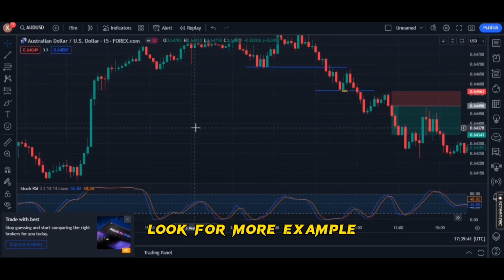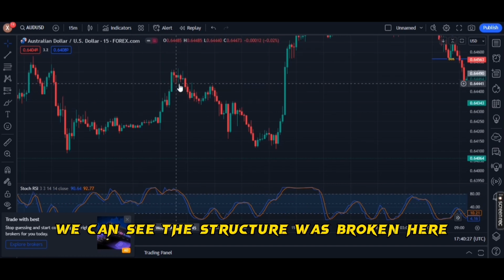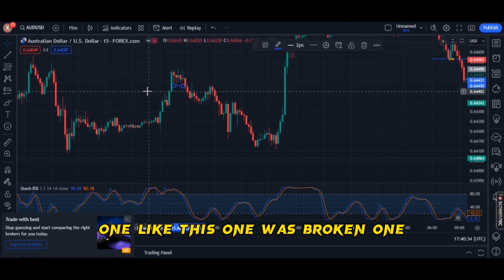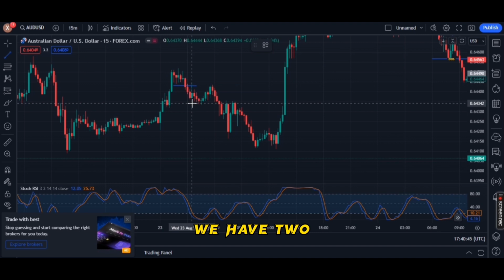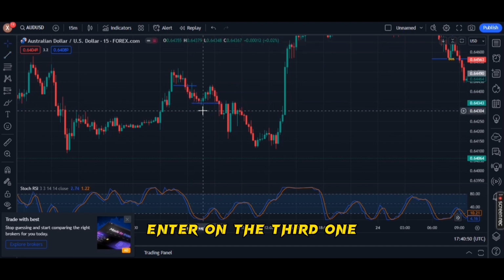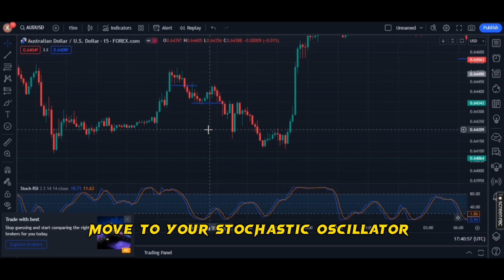Let's look for more examples. So I think we have another example here. We can see the structure was broken here, and this one was broken. One, we have two. Then what do we do? Enter on the third one. How do you enter? Simple. Move to your stochastic oscillator.